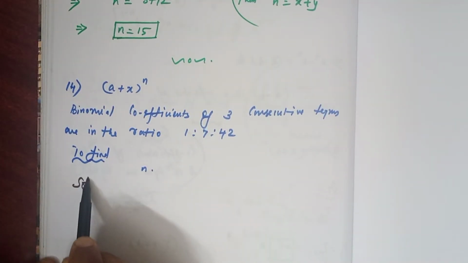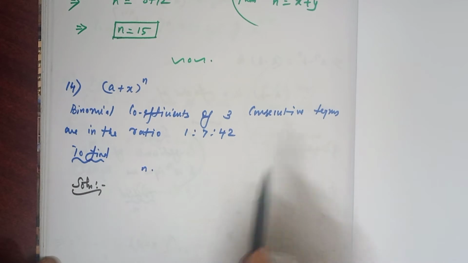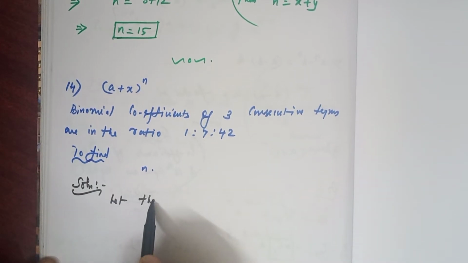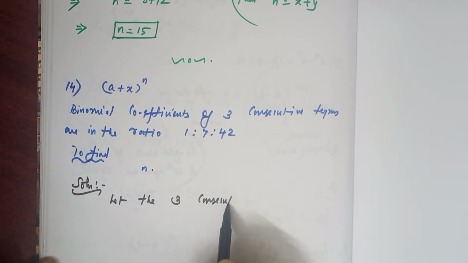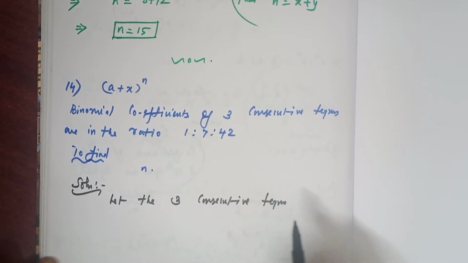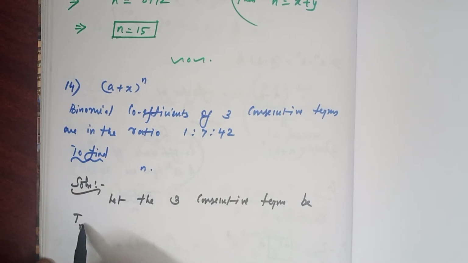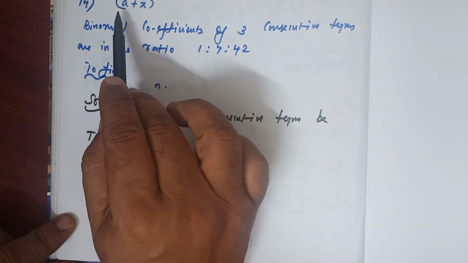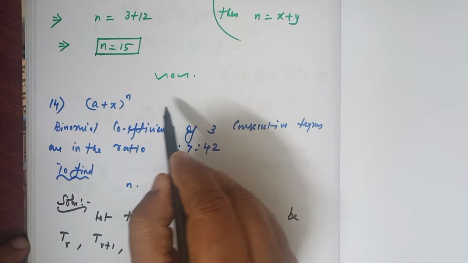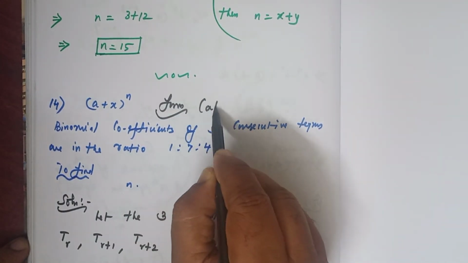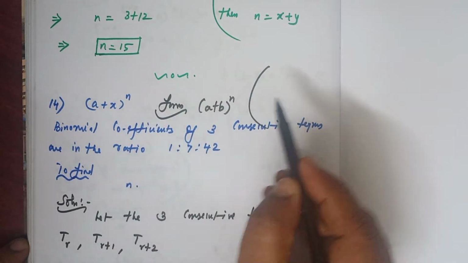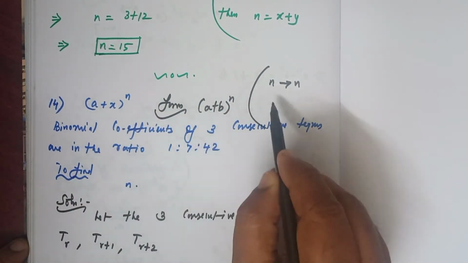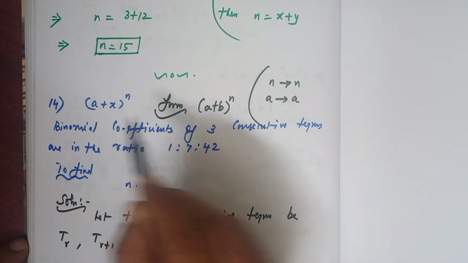Here question number 14. I consider the three consecutive terms. Let the three consecutive terms be the rth term, the (r+1)th term, and the (r+2)th term. We can find them one by one. First, this is of the form (a + b)^n. Here n is n only, a is a only, but b is equal to x.